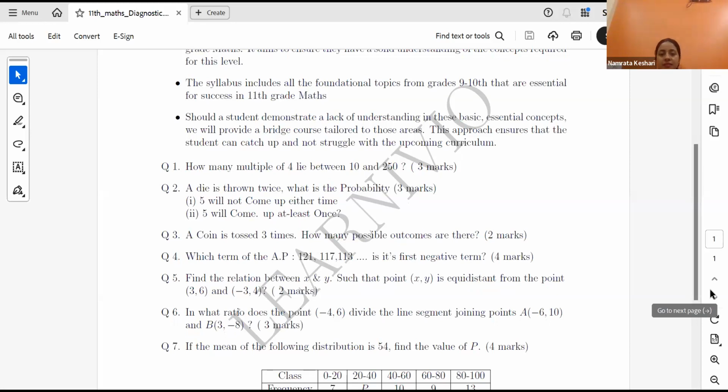Just a moment, I'm just opening the file. Yes, miss. Can you see the screen, Maryam? Yes, miss. Okay.